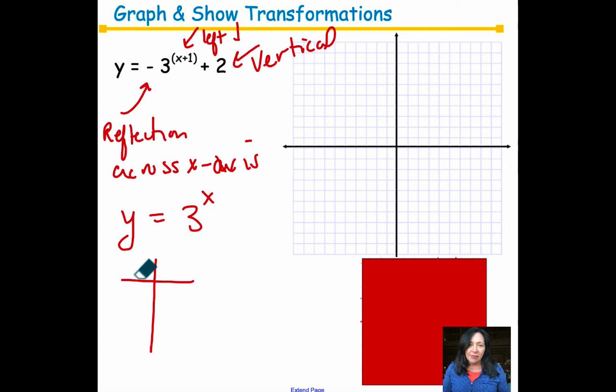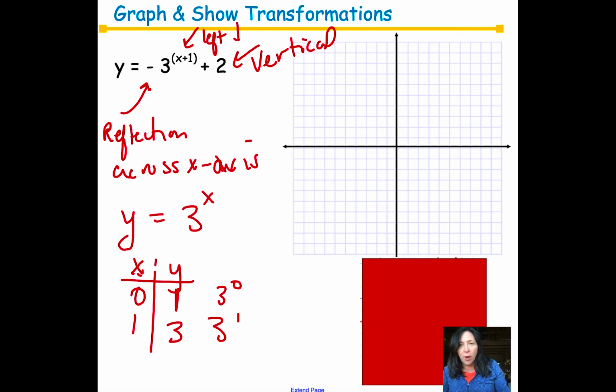So if I take x and y and I plot for x and y, I plot 0 and 1. So this is going to be 3 to the 0 power, which is 1. And then I've got 3 to the 1 power, which is 3. So right away, I'm going to graph these 2 points, and you need to really keep track. So there's 0, 1, and then you have 1, 3. All right, and you know your graph is doing this. That's what you're doing.